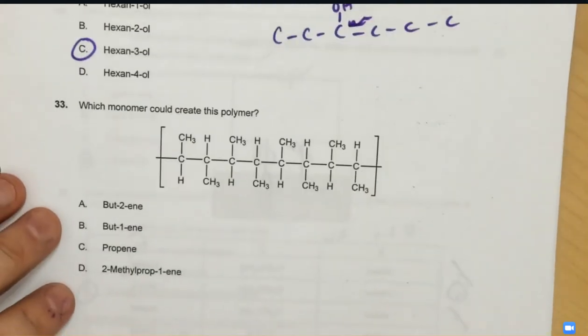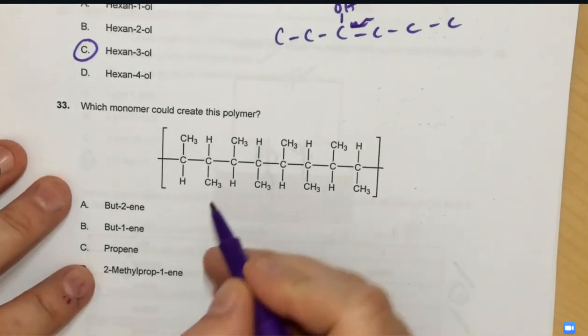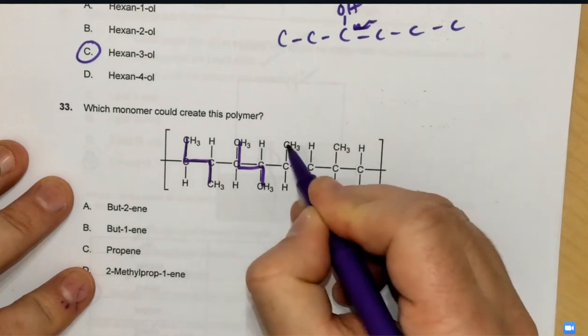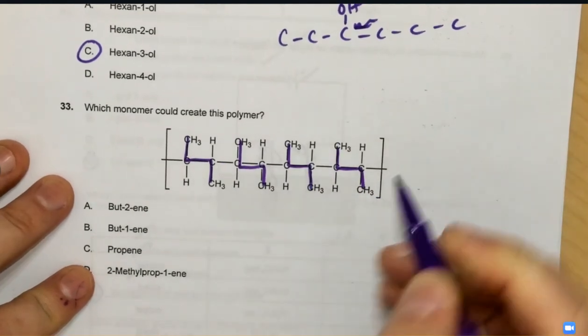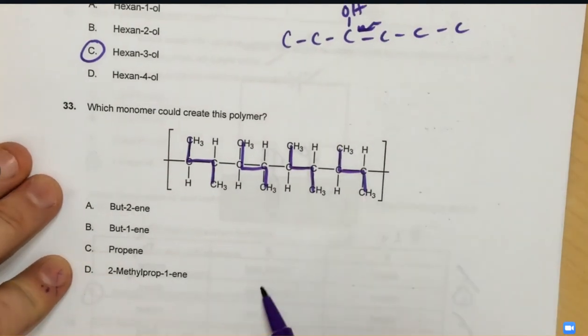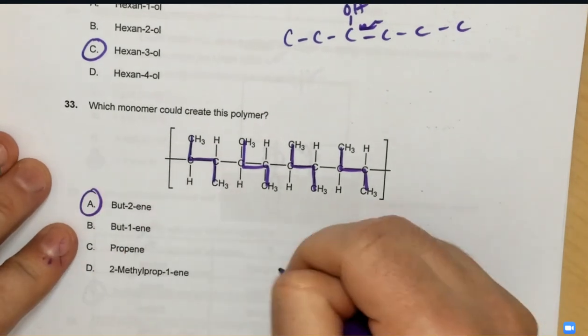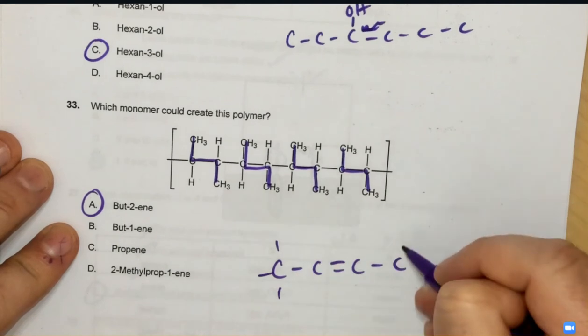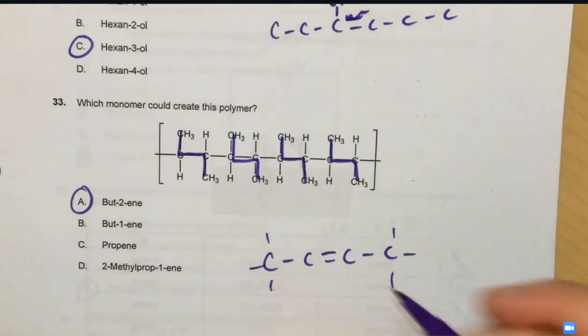So which monomer could create this? I see here we have a repeating pattern that has 4 carbons in a row with a methyl group on either side. So that would have to be butene. You need to have that double bond in the middle there, so that these methyl groups go above and below to produce that.